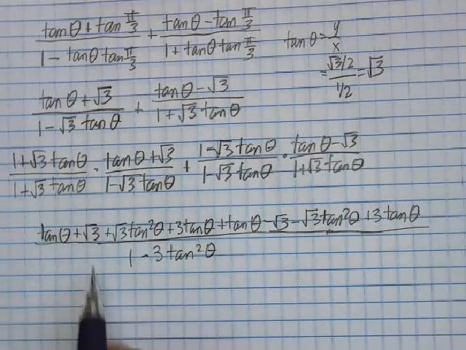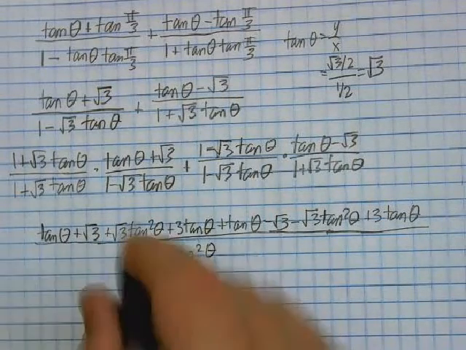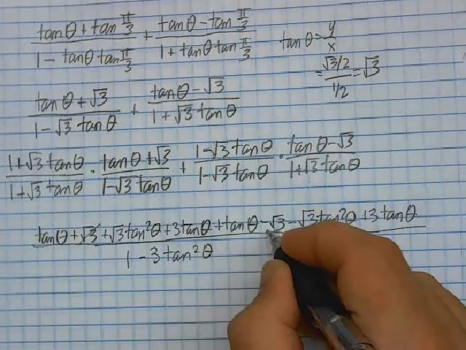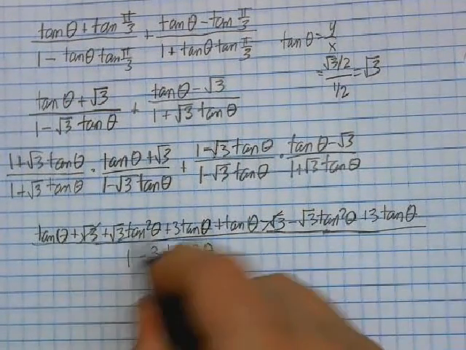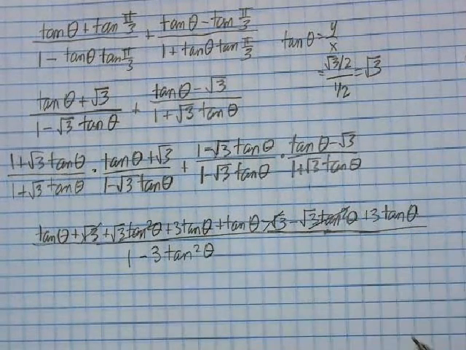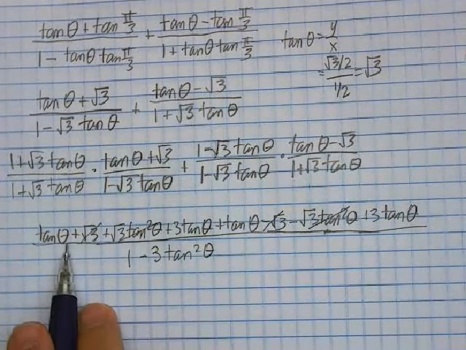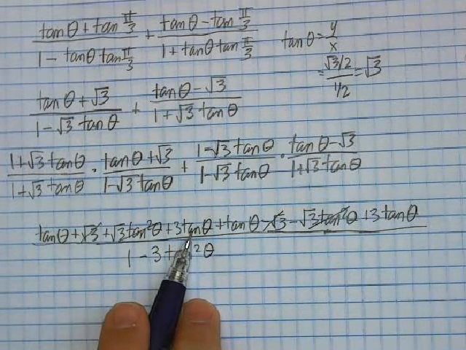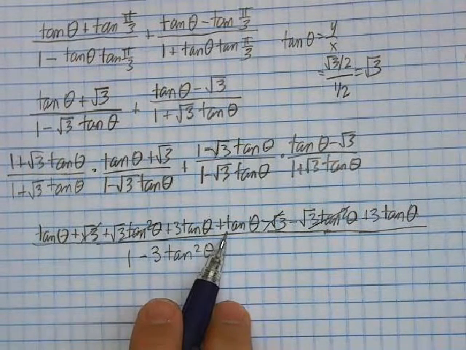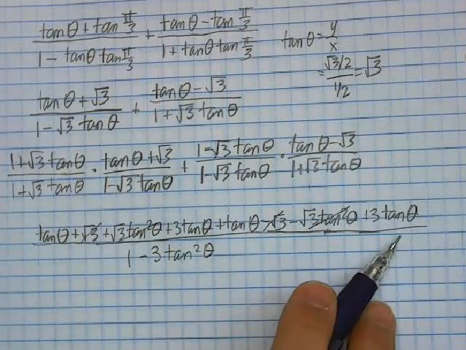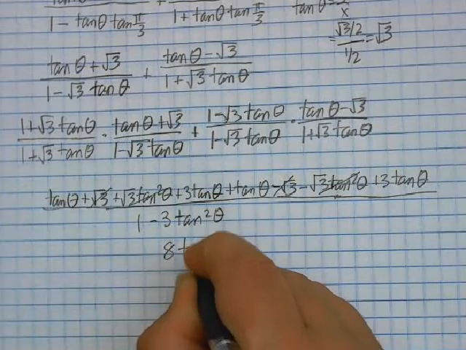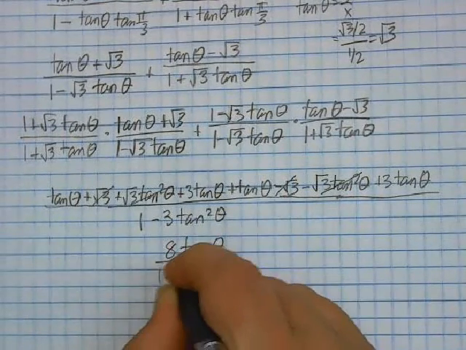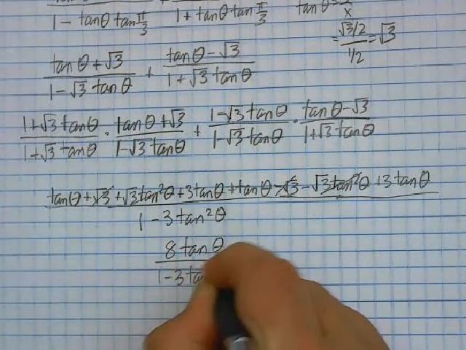So if you look at the top part of the fraction, we notice that some terms cancel out. The radical 3 and the negative radical 3. The radical 3 tangent squared theta and the negative radical 3 tangent squared theta. So we're left with tangent theta plus 3 tangent theta plus tangent theta plus 3 tangent theta. That gives us a total of 8 tangent theta over the denominator of 1 minus 3 tangent squared theta.